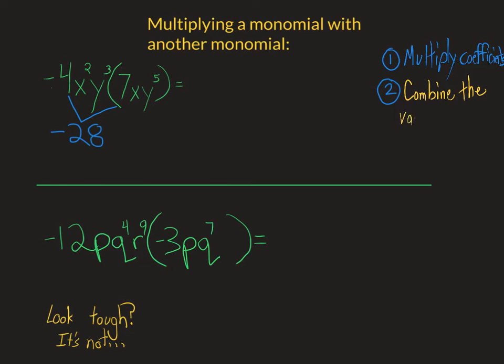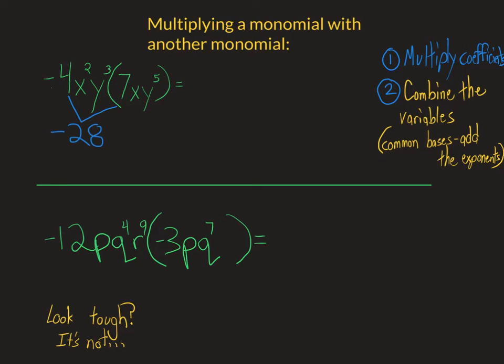Combine the variables. And remember, if they're common bases, it just means to add the exponents. That's from last unit. Nice how that works out, huh? That quiz you just took, those skills you just learned, get to apply them right here.